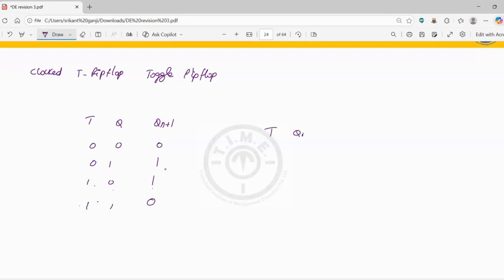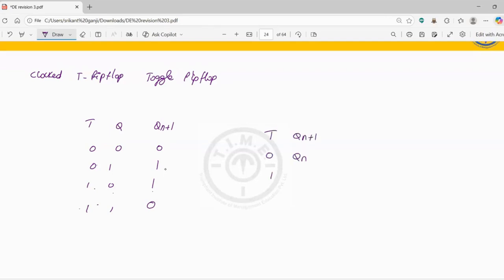Now this is called the Qn plus 1. T equal to 0 means present state, 1 means complement. So the equation is Qn plus 1 is equal to T bar Qn plus T Qn bar. So that means T XOR with Qn. Okay, so this is about all the flip-flops.